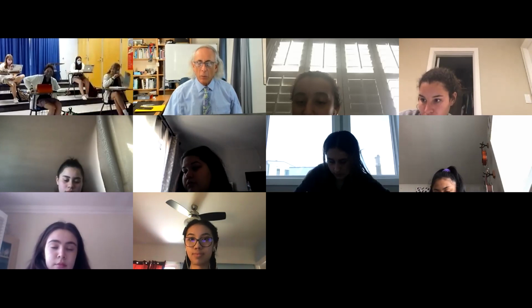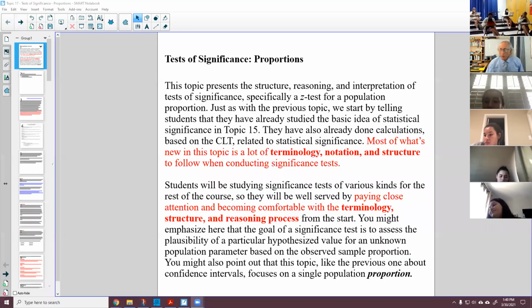Let's talk about what we're going to talk about. Tests of significance of proportions. So we're still dealing with proportions. Proportions deal with categorical variables. When we're dealing with categorical variables, we're dealing with proportions. When we're dealing with quantitative variables, we're dealing with means. So we did confidence intervals for proportions. Now we're going to do tests of significance for proportions.